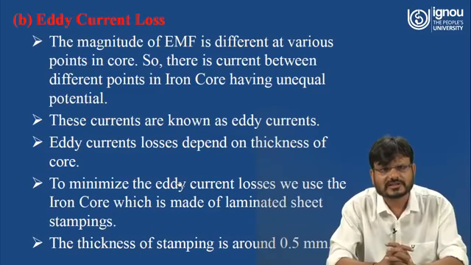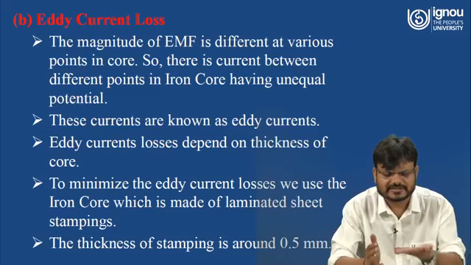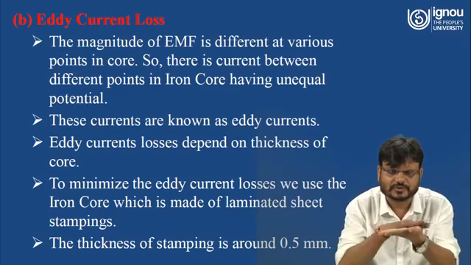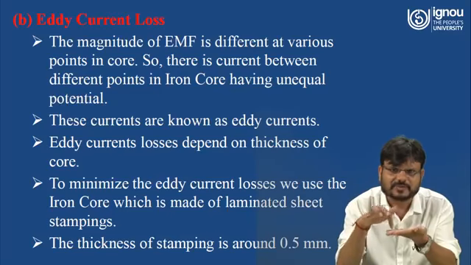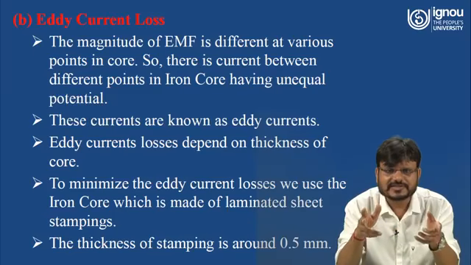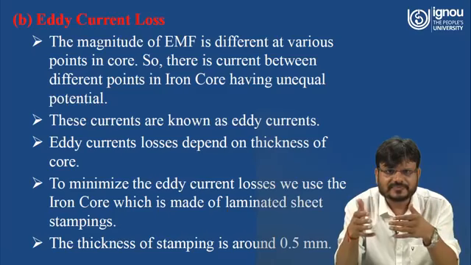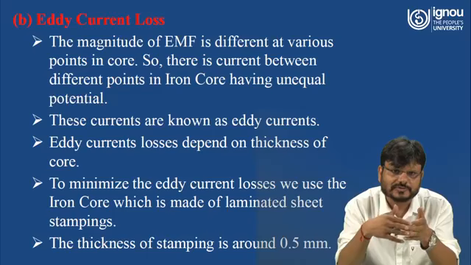Now we are going to discuss what the eddy current losses are. The magnitude of EMF is different at various points in the core. Suppose you assume this one is a core, and because this core is made of laminations, the magnitude of EMF at various points in the core is different. If there is a difference in the EMF, that means there is a difference in potential. If there is a difference in potential, some current will start to flow. As you know, current always flows from higher potential to lower potential.